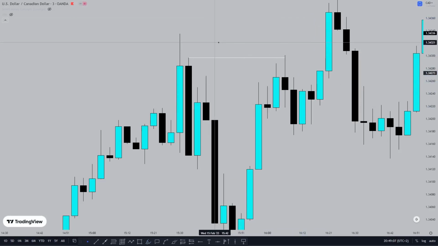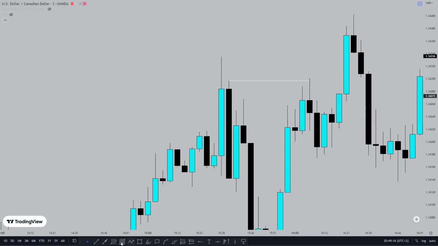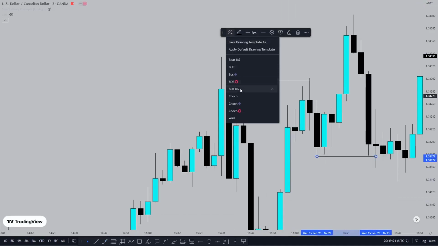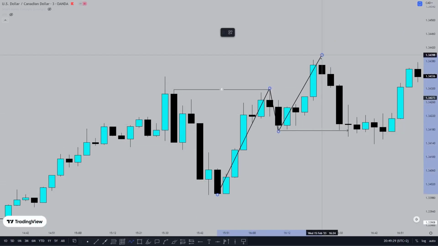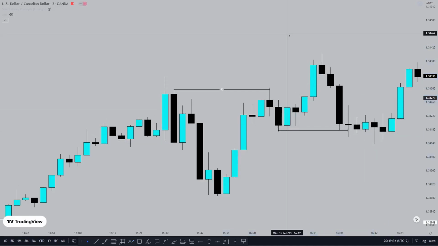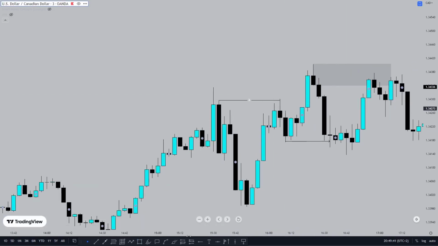All right. So now that we identified that, our third one: enter off an OB that made a change of character slash BOS. So first of all, here is our change of character right over there. So pretty simple change of character. Price is pushing upwards, higher low, higher high. Price then broke this higher low, creating a new low, and that was our change of character.